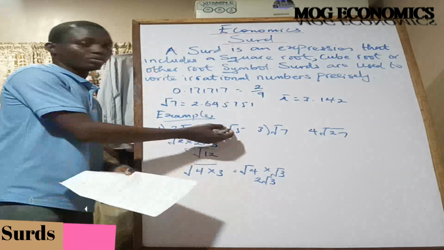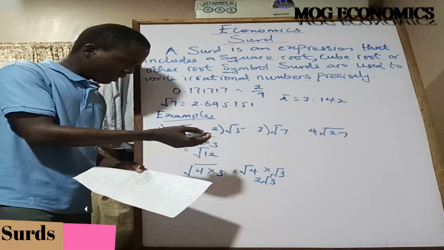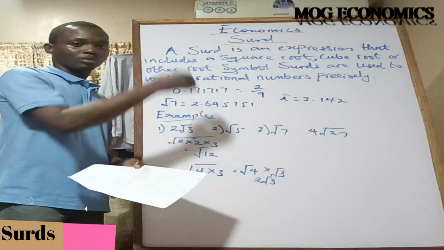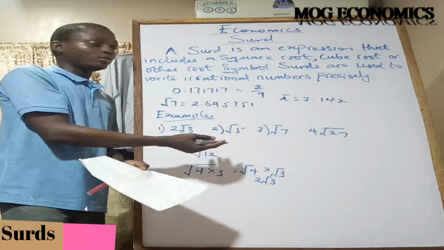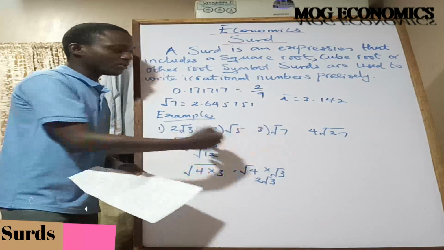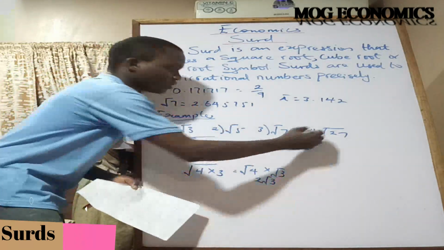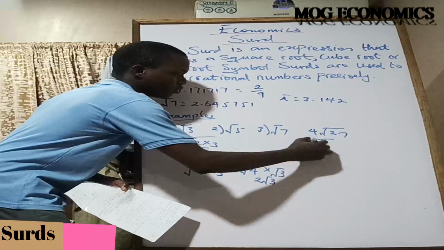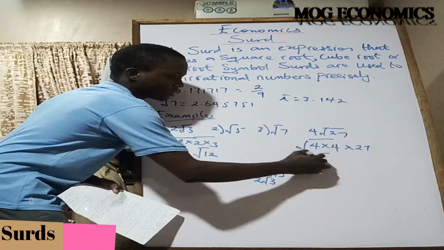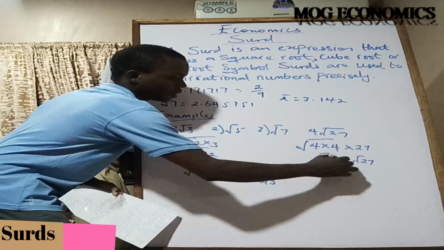The same way, what we have here is root 5, which is 1 times root 5. We can't really do anything to this; it's already okay the way it is. Root 7 is the same thing. Then 4 root 27: that's 4 times 4, then times 27, which is root 16 multiplied by root 27. Root 16 is 4, then root 27.